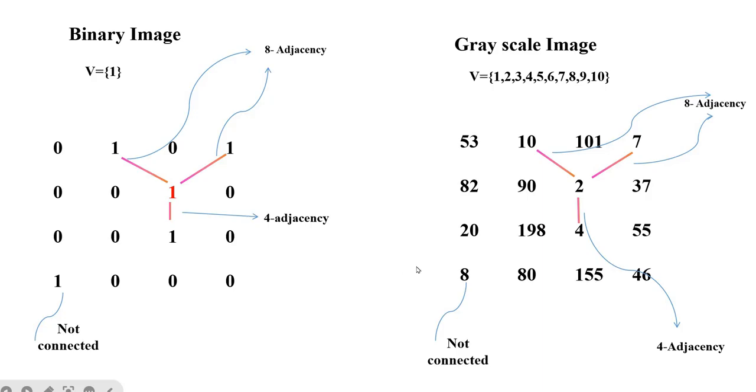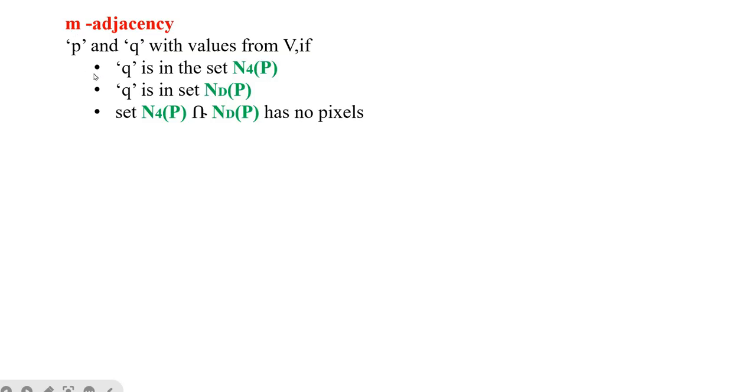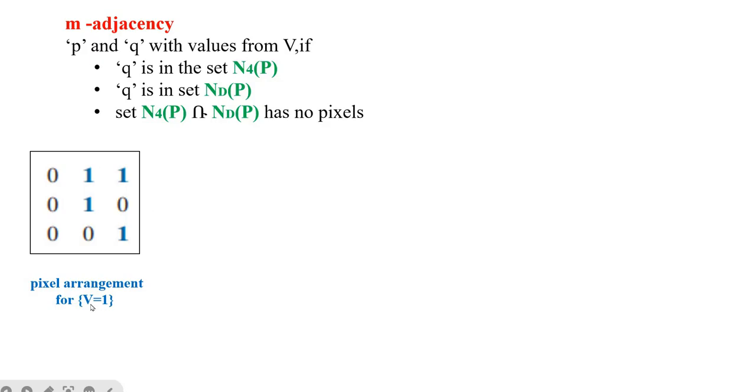Next we have m-adjacency. Here 2 pixels p and q with values from V are said to be m-adjacent if q is in the set N4 of p, or q is in the set ND of p and the intersection of N4 of p and N4 of q has no pixels. Then it is called m-adjacency. For this we'll take an example. Suppose again we consider the same pixel arrangement with the set V = {1}.